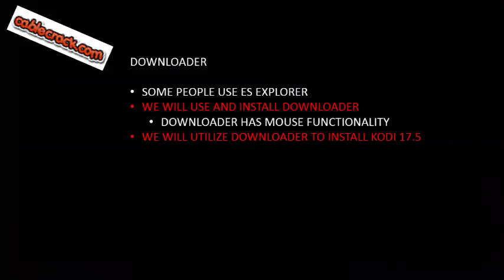Now the next step is to download a program called Downloader. And some people use ES Explorer, but I like to use Downloader because it has a mouse functionality embedded in it. And we're going to use that to install our Kodi 17.5.